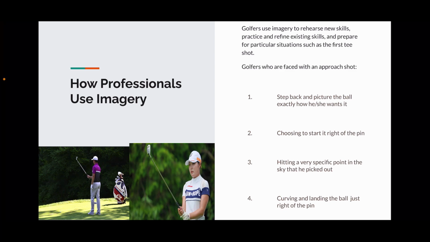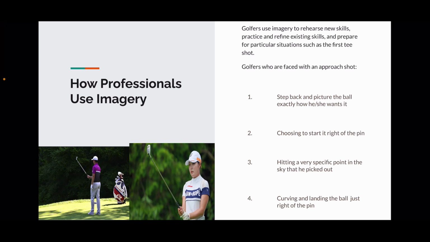How professionals use imagery. Golfers use imagery to rehearse new skills, practice and refine existing skills, and prepare for particular situations, such as the first tee shot. Golfers are also faced with an approach shot, being your attempt to the green, meaning it could be your second shot on a par 4, or it could be your third shot on a par 5. So here are some of the ways that they use imagery when they're faced with this kind of shot. The first step would be to step back and picture the ball exactly how he or she wants it.